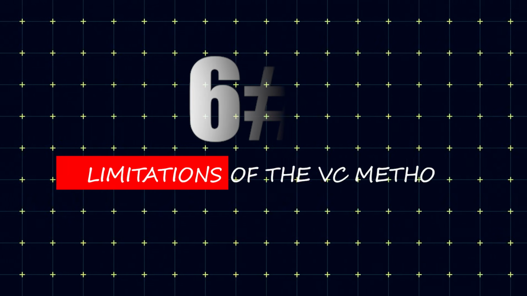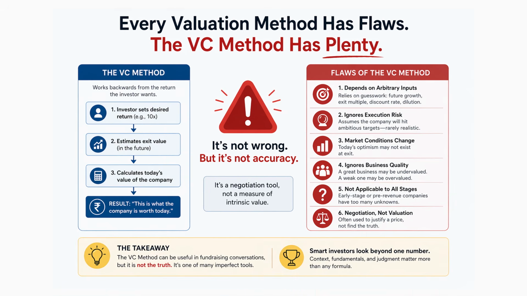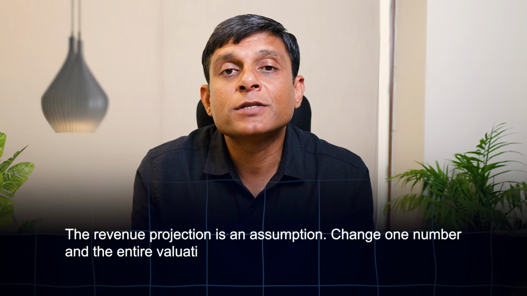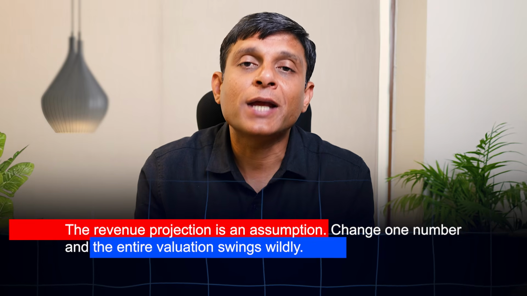Now guys, let's quickly understand the limitations of this VC method. I would be doing you a disservice if I only told you the good part of this VC method of valuation and not the limitation side. Guys, every valuation method has some flaws, and the VC method has many flaws. The first limitation is the exit multiple that you are estimating here. It's just an assumption, and the revenue projection is another assumption. So changing one number can change the valuation entirely.